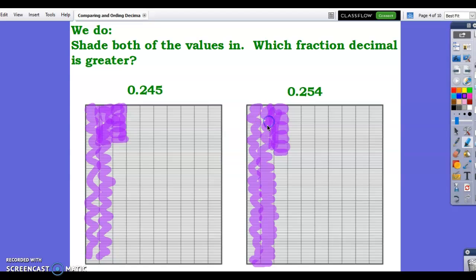So this one you have to look. It has the exact same digits, but one has a little bit more shaded in. So therefore, your symbol should have been the gator eating the greater number. So this one reads 245 thousandths is less than 254 thousandths. Make sure you have those created in your journals.